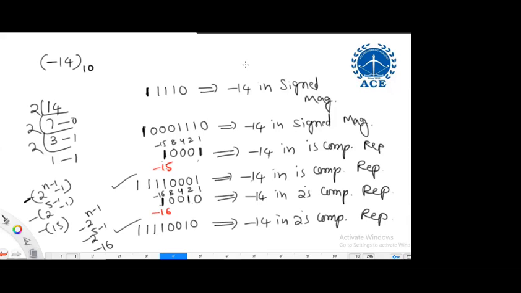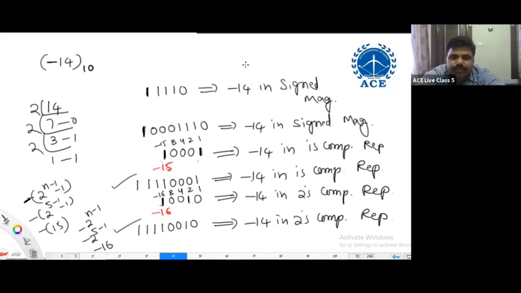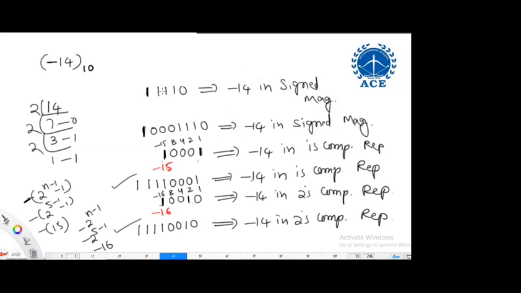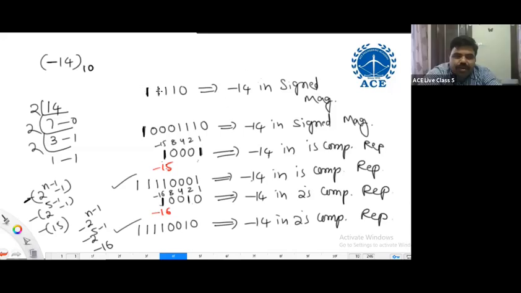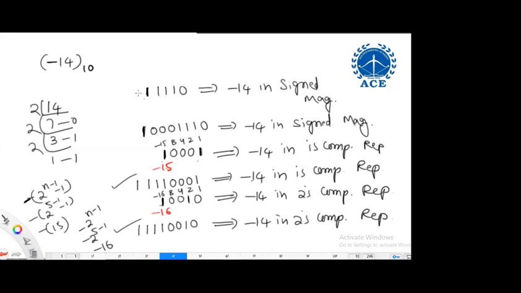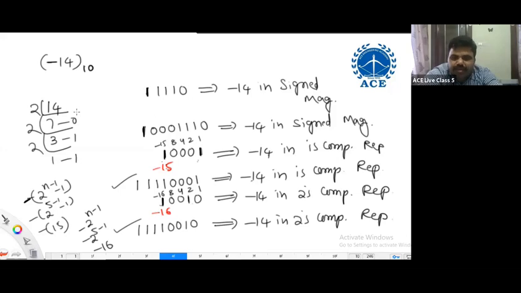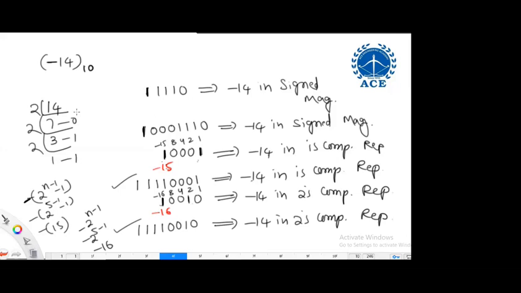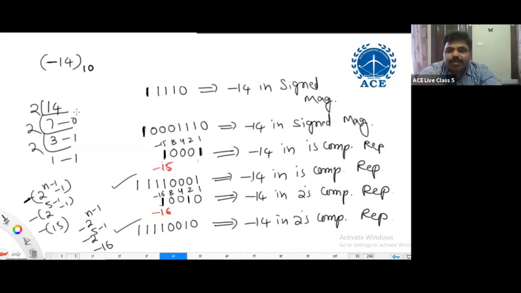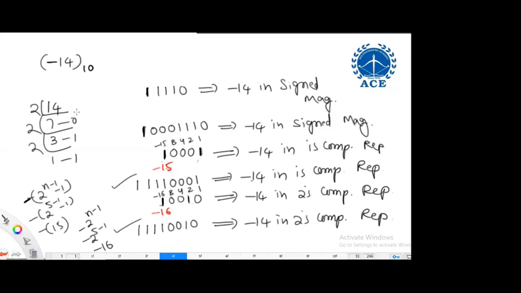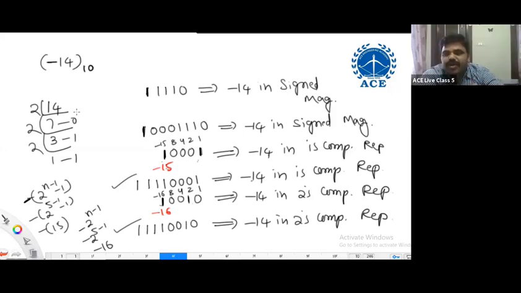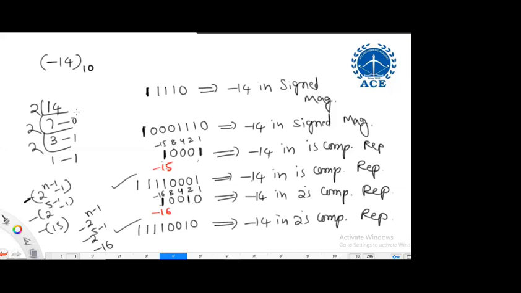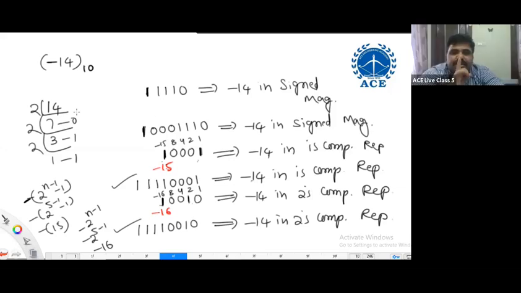So we got the sign magnitude representation of -14, right, sir? Since the sign is 1 and 1110 is the magnitude, yes sir. But I cannot append once again continuously, because sign extension is not applicable in sign magnitude representation. It is applicable only in one's complement and two's complement representation.